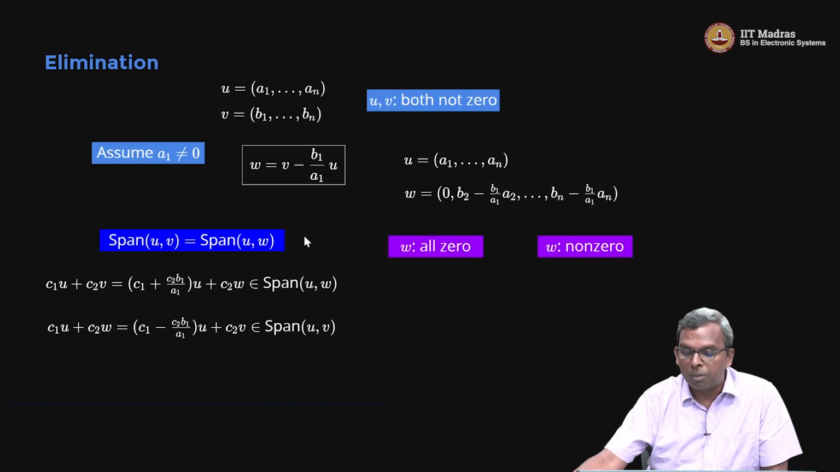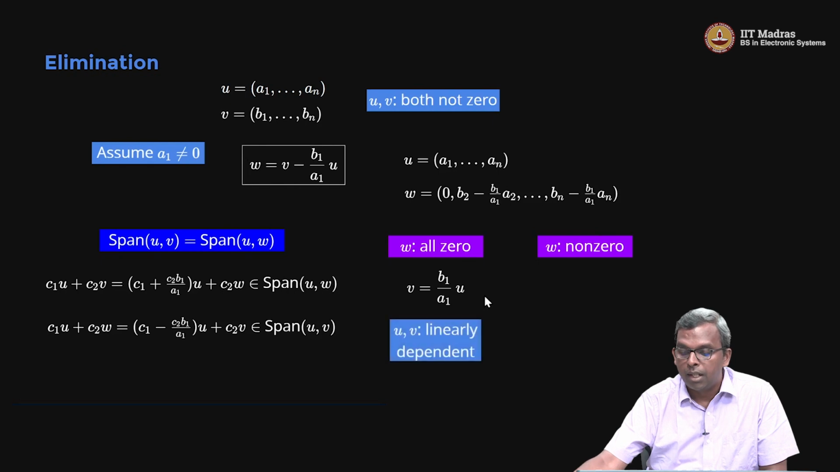Okay. So now comes the question of what happens to this w. When you do this, w could be all 0 or w could be non-zero. So it turns out if w is all 0, if w becomes the 0 vector, then v becomes equal to b1 by a1 into u, right? In that case, u and v are linearly dependent. Okay, we have established by elimination that u and v are linearly dependent very, very easily.